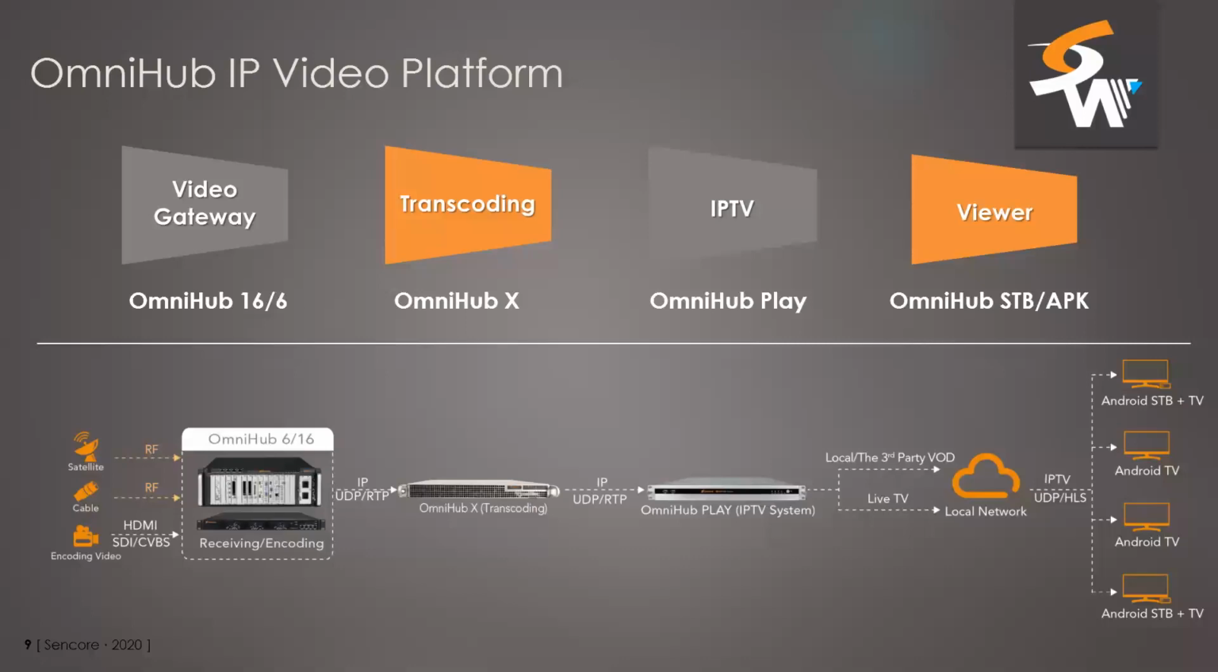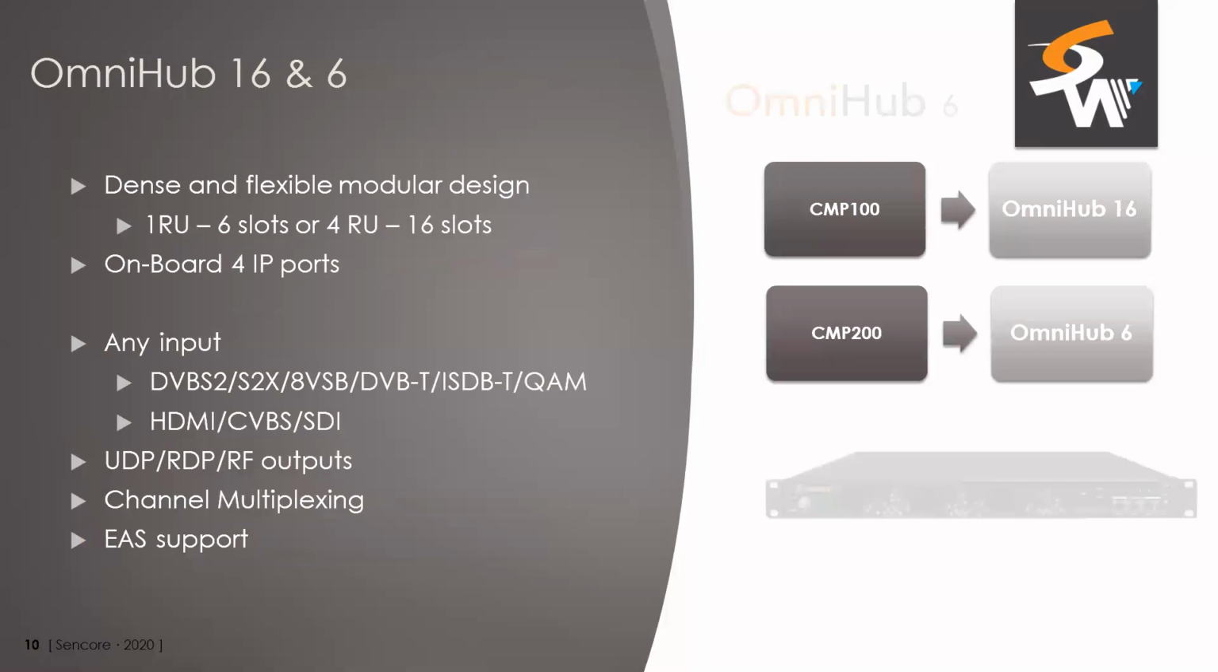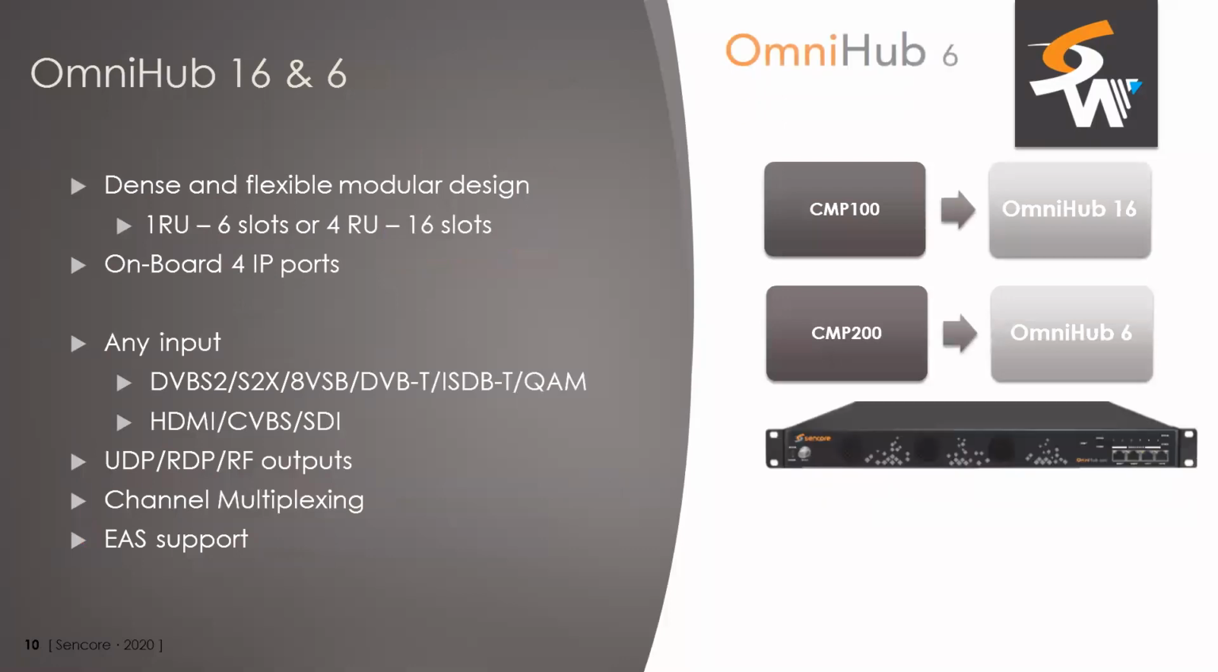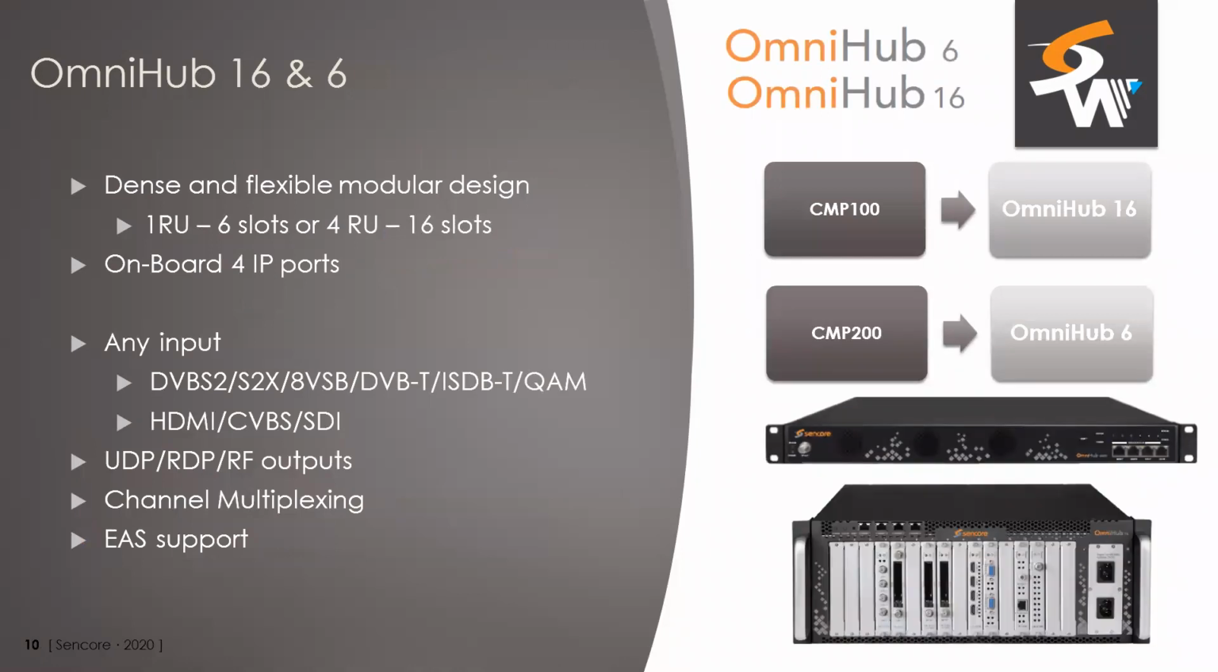So the first product, OmniHub 16 and 6. Those are key products for the OmniHub portfolio. The products were released to the market in 2018 under the CMP 100 or CMP 200 names. For this platform, we first used the OmniHub name. But those who worked with Sencore products before very likely know those products just as the CMP platform.